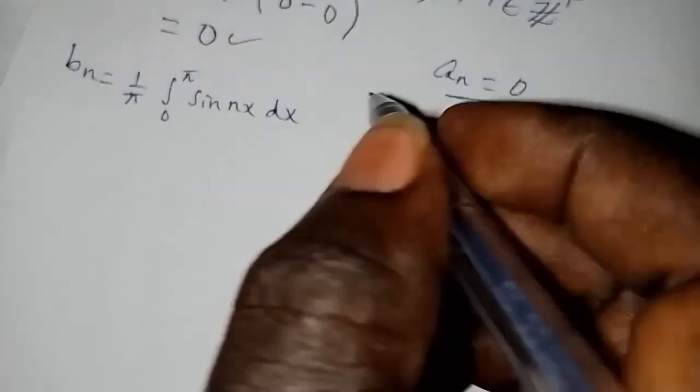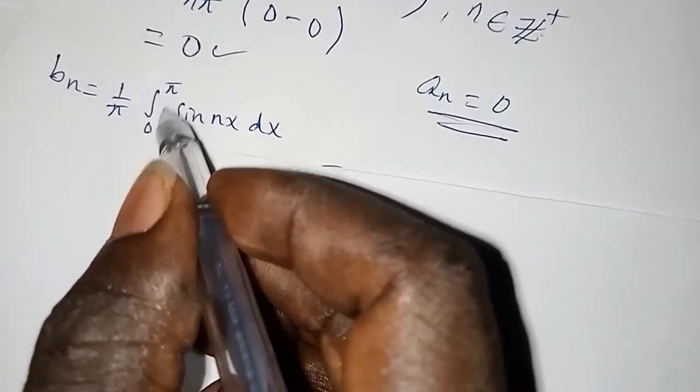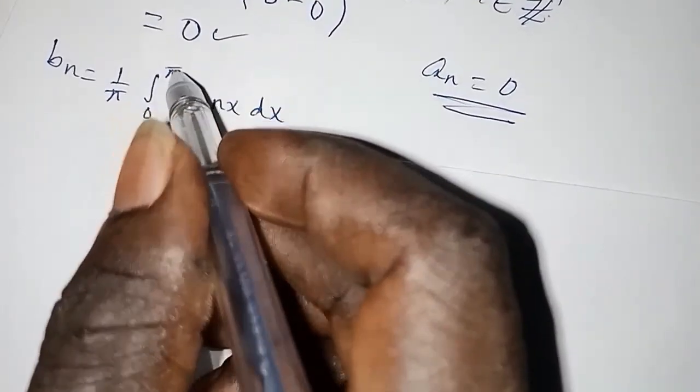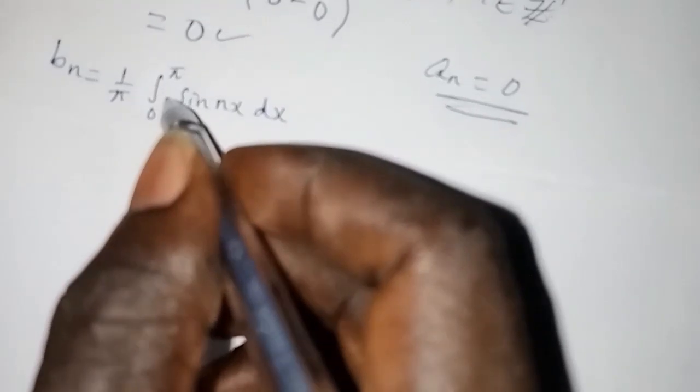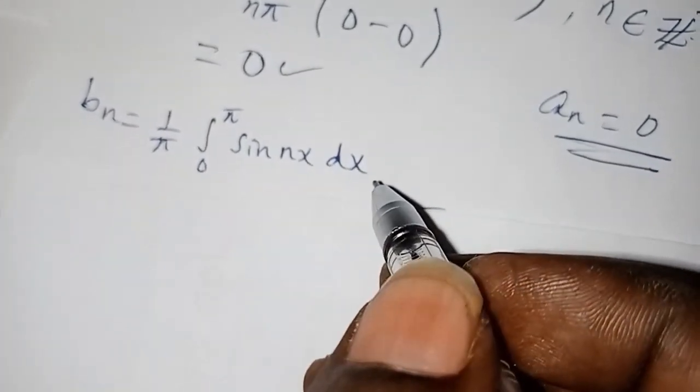Again, you can get b n. b n is also 1 over pi, the integration from 0 to pi, where f of x is 1, times sine nx, dx.